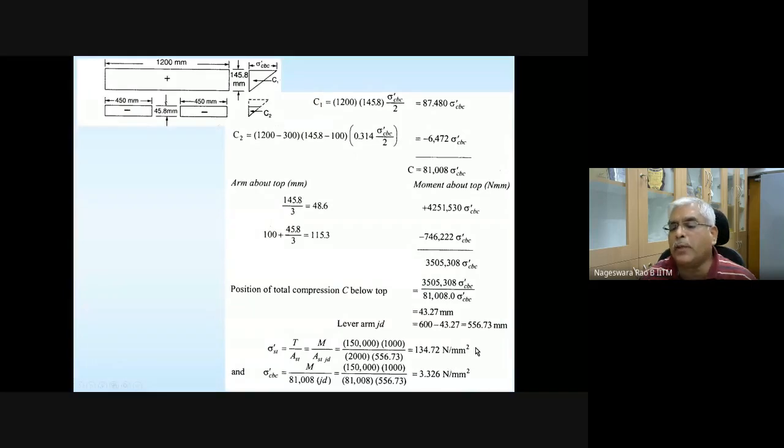And what is the permissible stress in steel? Permissible stress in steel for Fe250 is 140 Newton per mm square. So 134.72 is less than that. So steel has not reached its permissible limit. And what is the permissible stress in concrete? 7 Newton per mm square. So concrete also has not reached its permissible limit when you applied a moment of 150,000 Newton meter. Any questions here?